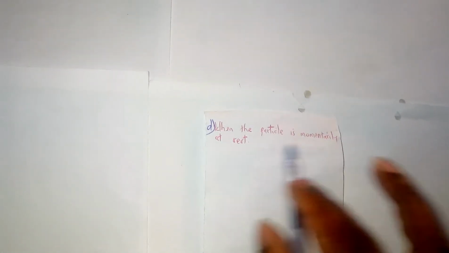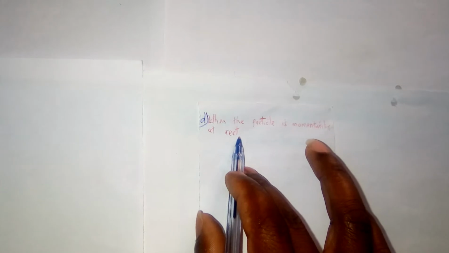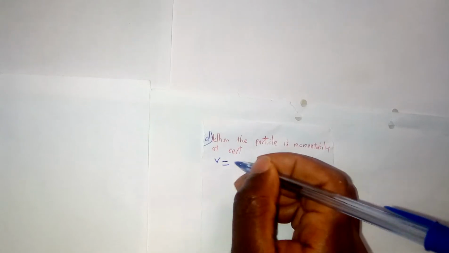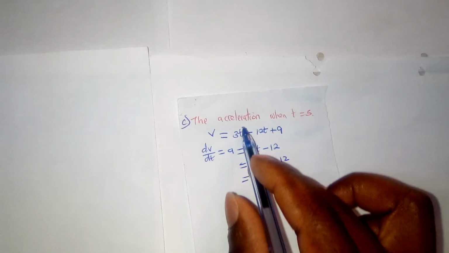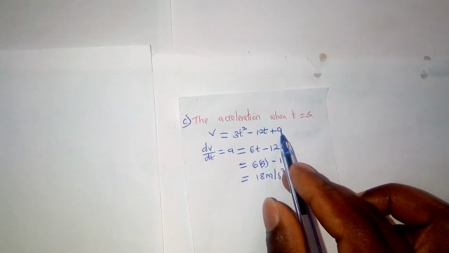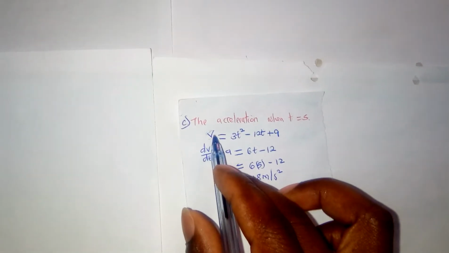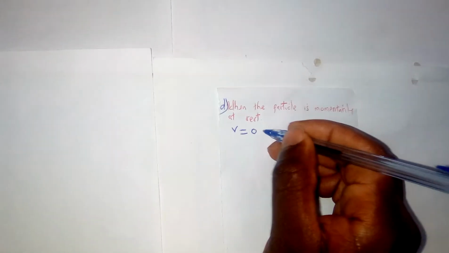Now let us look at question D. You've been told that the particle is momentarily at rest. What you need to know is that at rest, the velocity is always equal to 0. That is the only concept you are supposed to know. Since we know the equation of velocity is 3t squared minus 12t plus 9, I'll equate this to 0, because v is 0. So I'll say velocity equals 0.